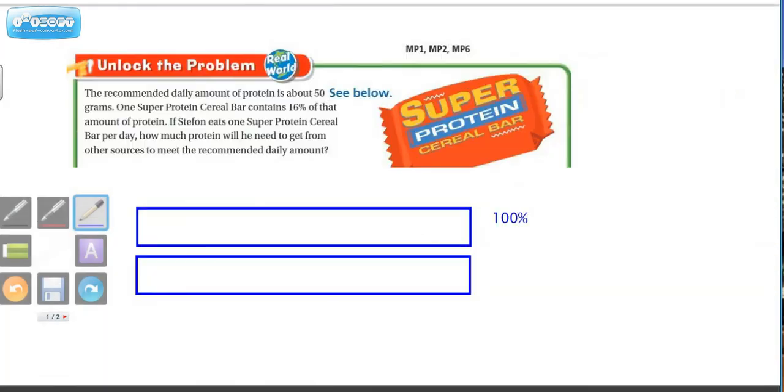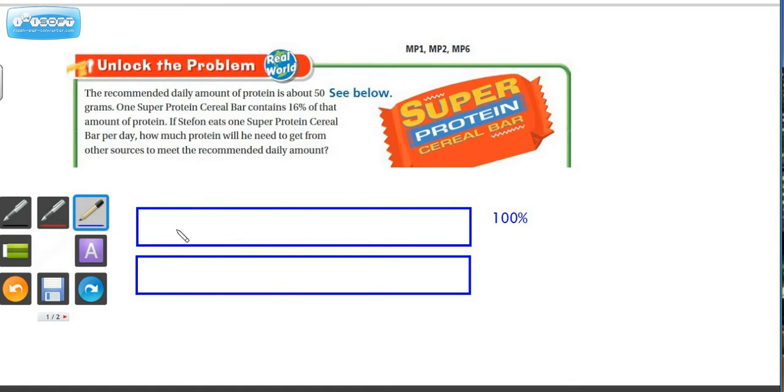We're going to take a look at this question first. It says, the recommended daily amount of protein is about 50 grams. One super protein cereal bar contains 16% of that amount of protein. If Stefan eats one super protein cereal bar per day, how much protein will he need to get from other sources to meet the recommended daily amount?